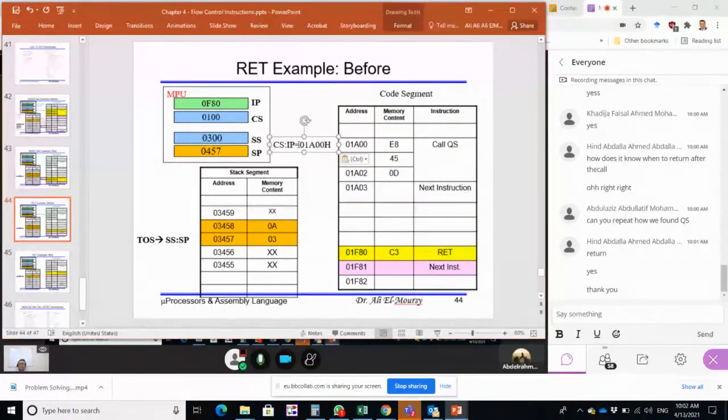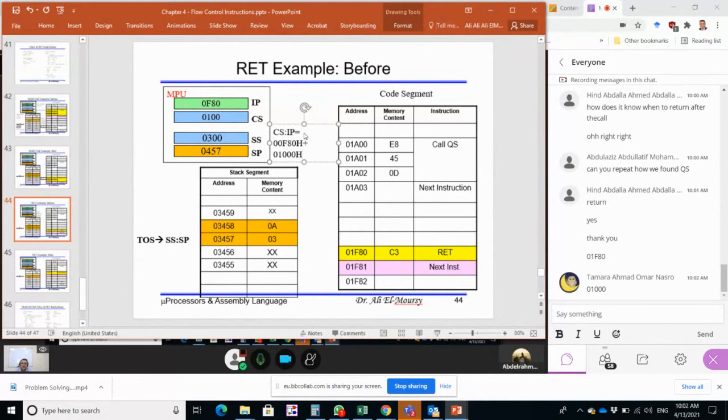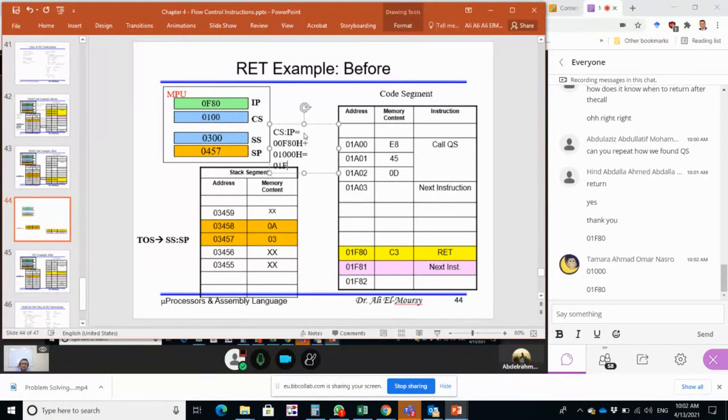Here is the return. We do the same game again. The IP and the CS: add IP to CS. Where is the IP? 00F80 in hex, plus where is the CS? 01000 in hex. Adding these gives 01F80 in hex. Correct? So this is a snapshot of the microprocessor at this return instruction. The return exists at the location 08F1. So this is where I am.